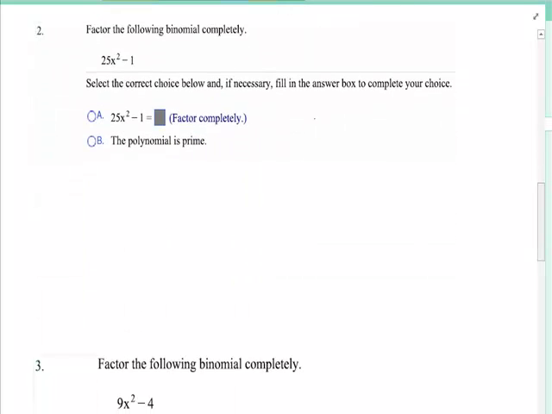All right, number 2. I have 25x squared minus 1. Is there a common factor? No. How many terms are there? 2. It's a binomial. Is it the difference of a perfect square minus a perfect square? The answer is yes. When that answer is yes, my factors are 1 plus, 1 minus, the square roots. The square root of 25x squared is 5x. The square root of 1 is 1. And you can check it.